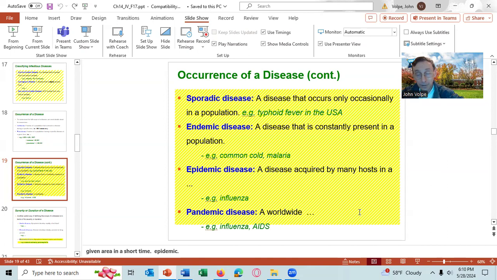So the only difference is, pandemic is 2 or more continents. Usually it becomes worldwide. An epidemic is only on one continent. Any question about any of that?